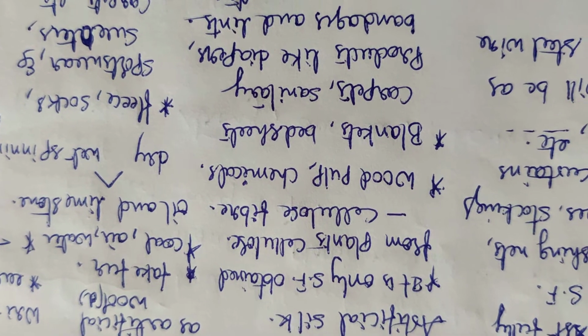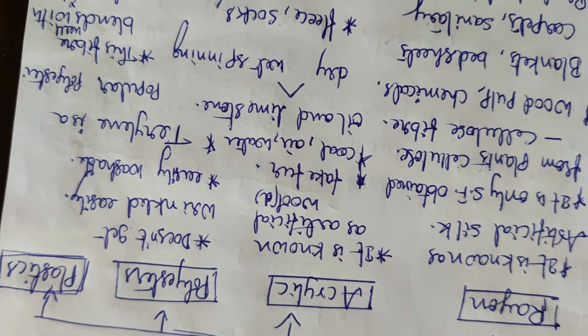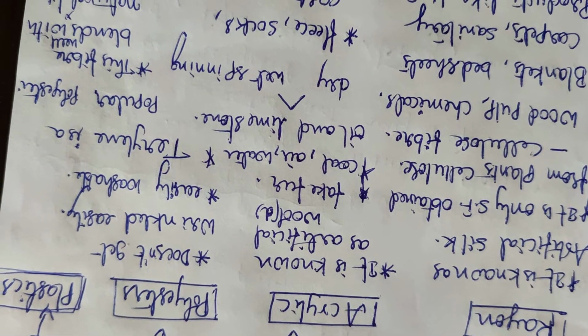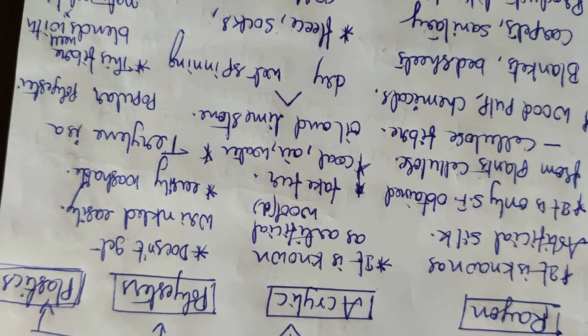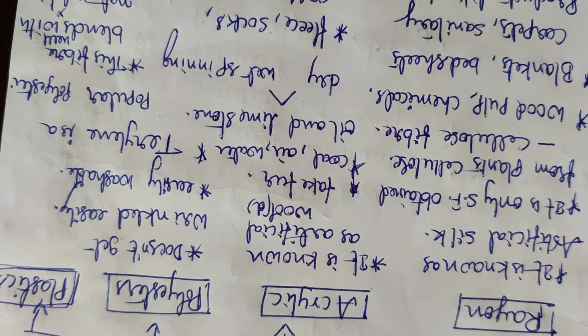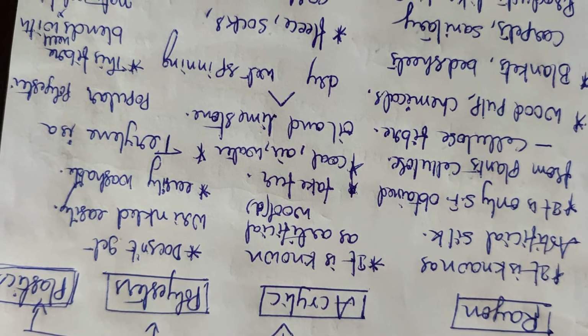Next, coming to acrylic. This acrylic is known as artificial wool. Rayon is known as artificial silk and acrylic is known as artificial wool. And it is also known as fake fur.